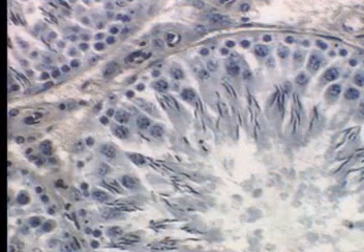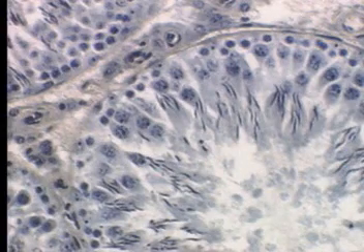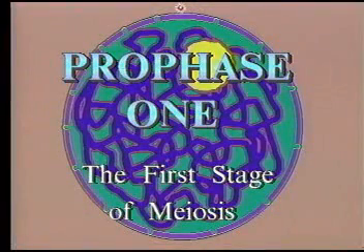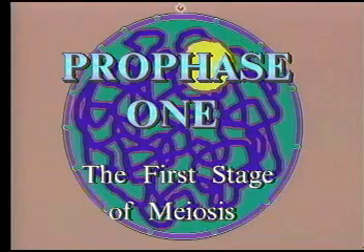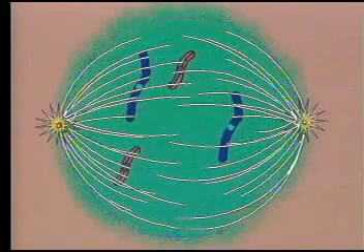Meiosis is similar to mitosis in many ways, but in other ways it is quite different. Now let us take a closer look at some of the details of this fascinating process. The earliest part of the first stage of meiosis, called prophase 1, begins just as it does in mitosis. Chromosomes form from chromatin, and these chromosomes contain DNA replicated during the preceding interphase.